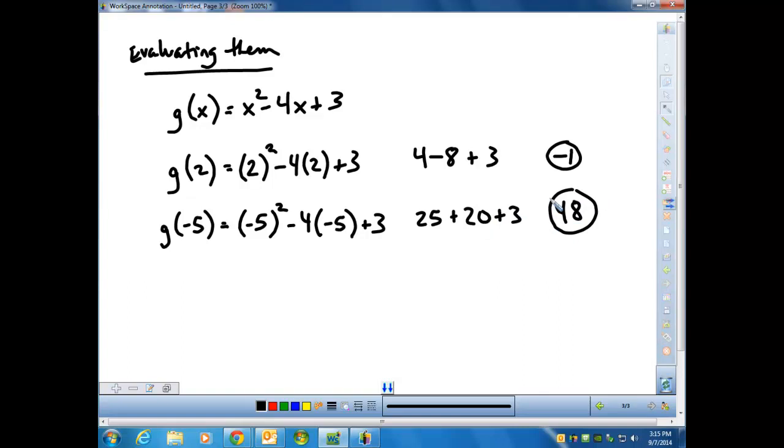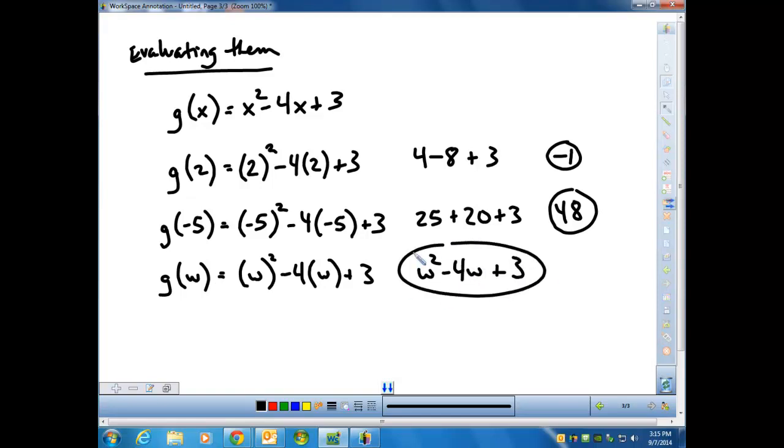What if we plug in variables, letters, like g of w? This just means that, again, every time I see an x, w is going to go into its spot. This one is not particularly difficult. You're going to see that it ends up looking exactly like the original function, but we've got w's in all those places. But that kind of sets the stage for our last one, which is going to be g of x plus 2. Same premise. Every time I see an x, I'm going to plug in x plus 2. The only difference is that the algebra gets a little bit more difficult in this problem.